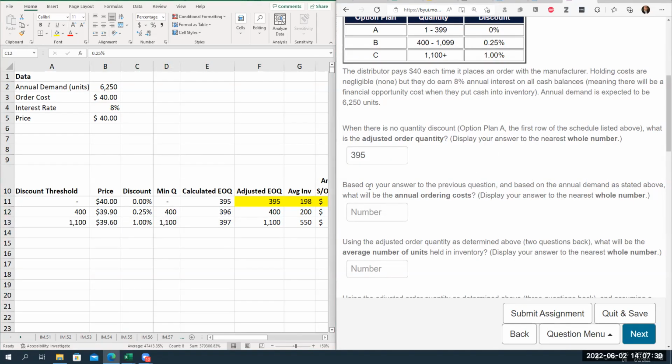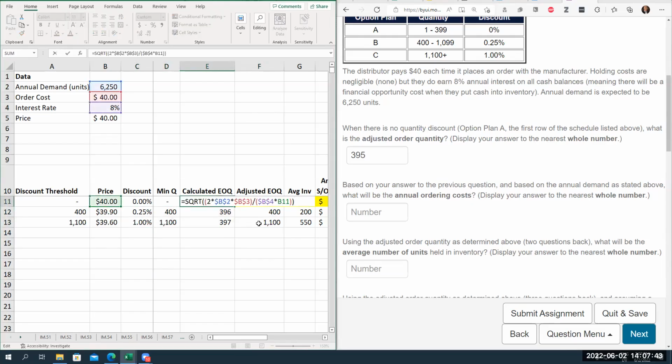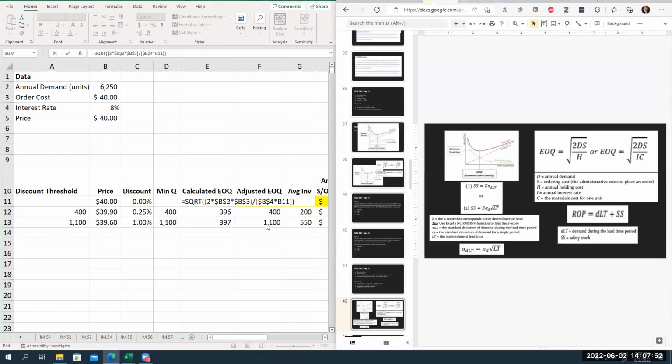Question, Josh? I'm still missing the EOQ itself. Oh, you're not quite sure. You're not getting the right number. I feel like I'm seeing what you've got up there. My number is like 34. It's very small compared to what you would need to buy in order to get the discount. I hear you. Are you using the interest rate and the cost, right?